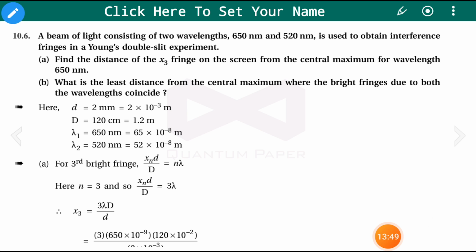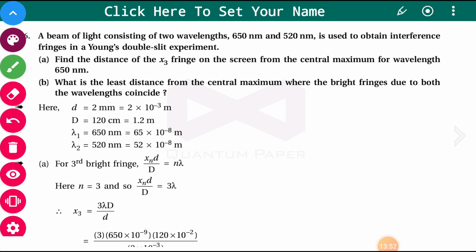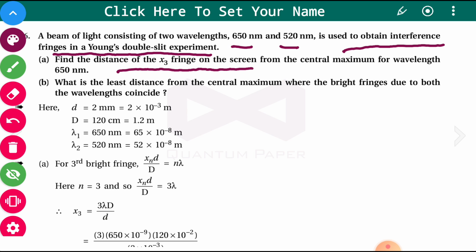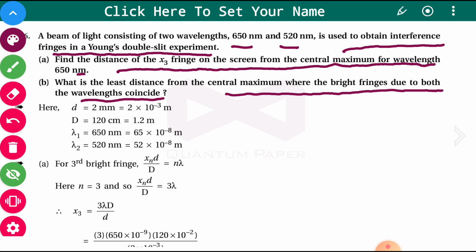Now numerical number 10.6: a beam of light consisting of two wavelengths. So the beam has two wavelengths, it's not a monochromatic source, 650 nanometer and 520 nanometer. It is used to obtain interference fringes in Young's double slit experiment. Find the distance of the x3 fringe on the screen from the central maximum for wavelength 650 nanometer. What is the least distance from the central maximum where the bright fringe due to both wavelengths coincide?